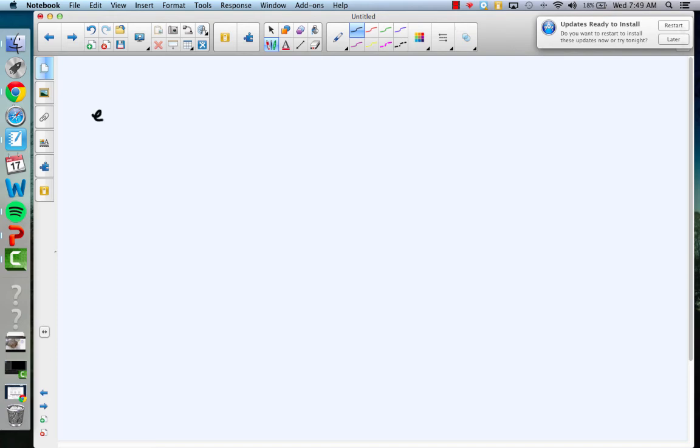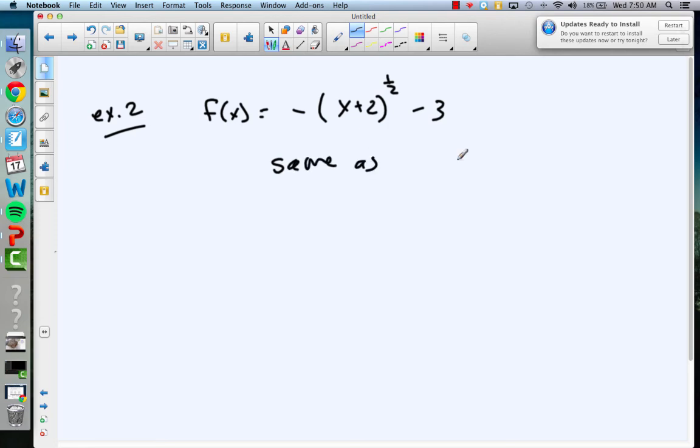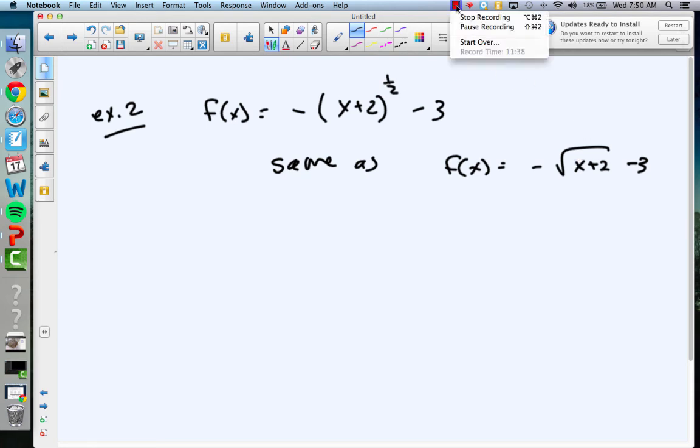I want you guys to try this one on your own. So example 2. This one says you have f of x equals negative, and then x plus 2 to the 1/2, and then minus 3. Now, don't get thrown off by the to the 1/2, because remember, this is the same as f of x equals negative square root of x plus 2 minus 3. So it's the same thing, just different form, exponential versus radical form. So press the pause button, try to graph that one on your own, and then we'll check your answer here in a second.